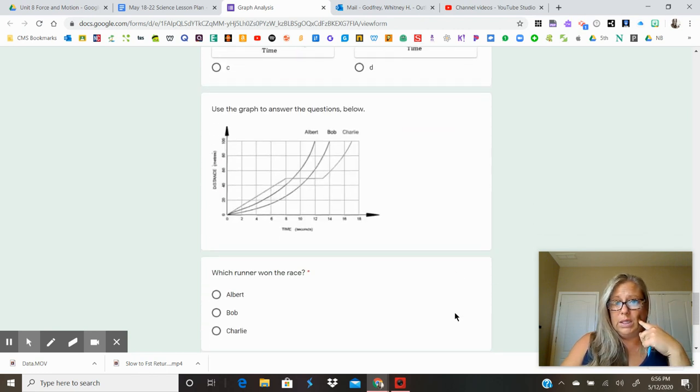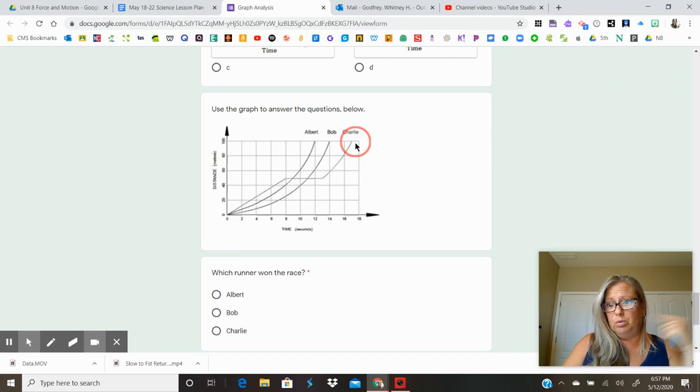All right, now this one says, use the graph to answer the questions. This looks complicated, but it's not. See, it just shows Albert, right? And Albert has an increasing speed. It shows Bob, and Bob has an increasing speed. But the thing about Albert is that he went the same amount. See, they all went 100 meters, right? But who went fastest? Albert or Charlie? Albert did it in 12 seconds, but it took Charlie 17 seconds to do it.